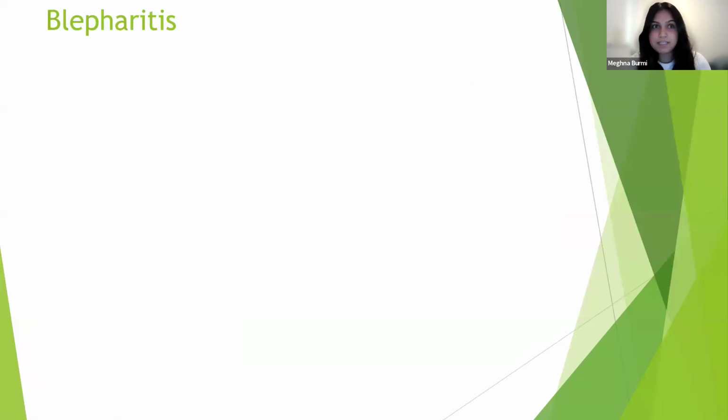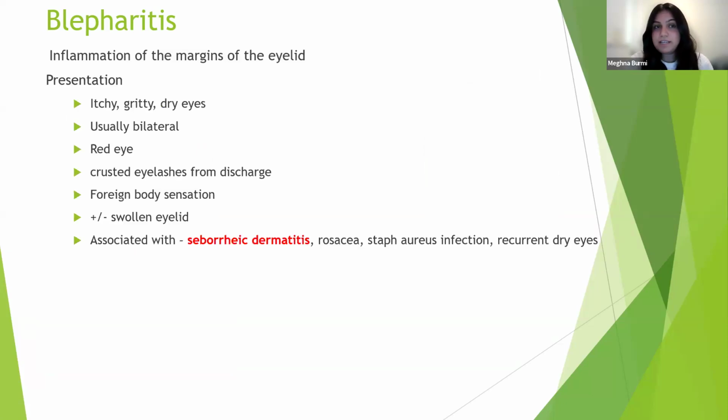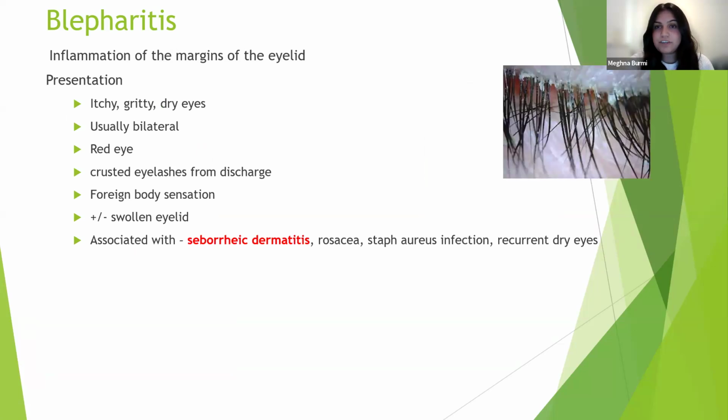Okay, moving on. Blepharitis. Blepharitis is inflammation of the margins of the eyelid. So this presents with this sort of crusty buildup on the base of your eyelashes. It will give you itchy, gritty, dry eyes. Usually it's bilateral, might have some red eyes with the inflammation and irritation. Like we said, crusted eyelashes, might have a foreign body sensation, could also extend to the eyelid and give you a bit of a swollen eyelid. But importantly, it's associated with seborrheic dermatitis, okay?